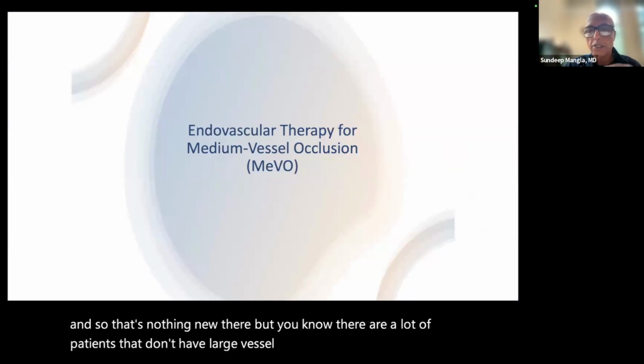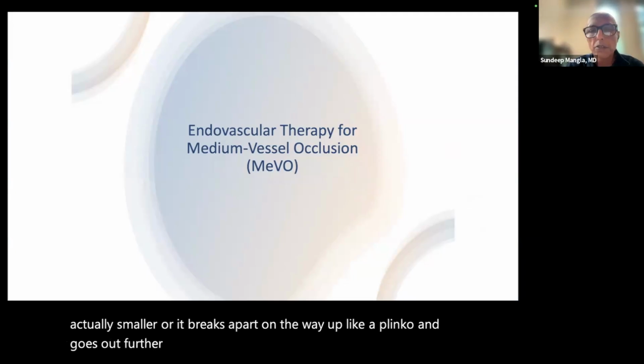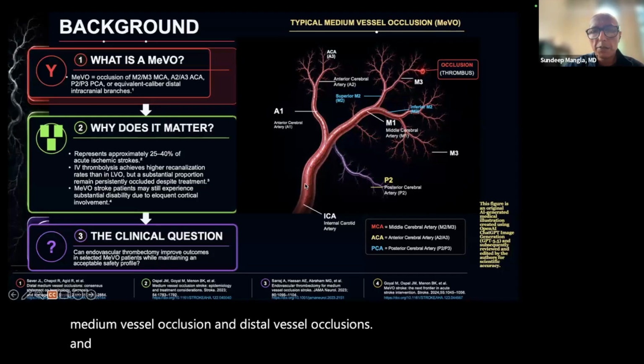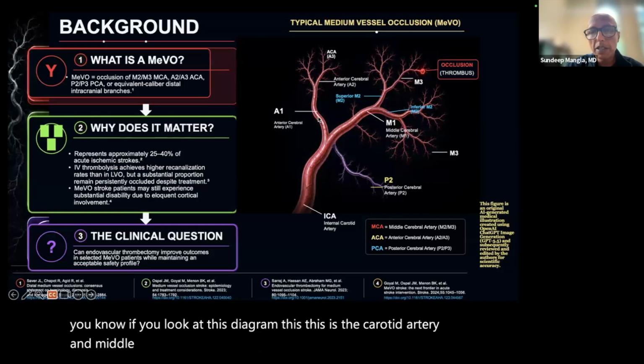The blood clot is actually smaller, or it breaks apart on the way up, like a plinko, and goes out further into the smaller blood vessels, what we call medium vessel occlusion and distal vessel occlusions. If you look at this diagram, this is the carotid artery, middle cerebral, anterior cerebral. A1, M1, yeah, we know. Proximal M2, yeah, we should definitely open it.